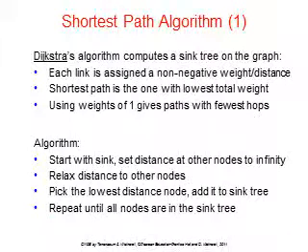The shortest path algorithm, Dijkstra's, is the algorithm that computes a sink tree on a graph. Each link is assigned a non-negative weight. Shortest path means only the lowest total weight, for example using weights of 1. In the algorithm, you start with the sink, set the distance at the nodes, relax the distance, pick the lowest distance, and then repeat. The notion of the weight generalizes distances to other cost metrics. Setting weights to be 1 gives paths with fewer hops. Setting weights to be distance gives paths that are shortest and lowest delay. Setting weights to be lower for higher capacity links favors higher capacity paths.